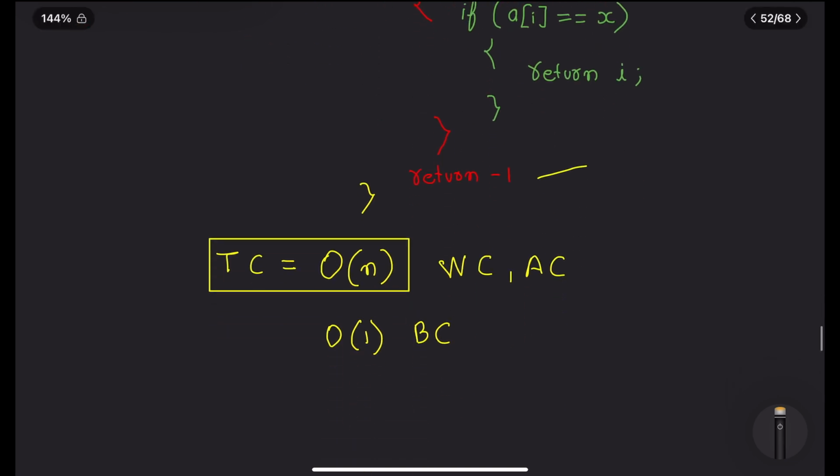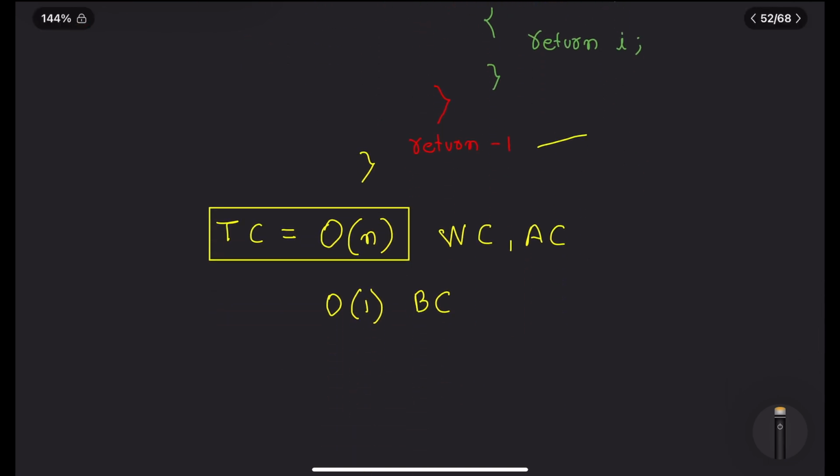The best case time complexity will be equal to big O of 1. It is when the element we are looking for is itself in the first position. So we do not need to scan the entire array. We will just return the index in the first iteration itself.